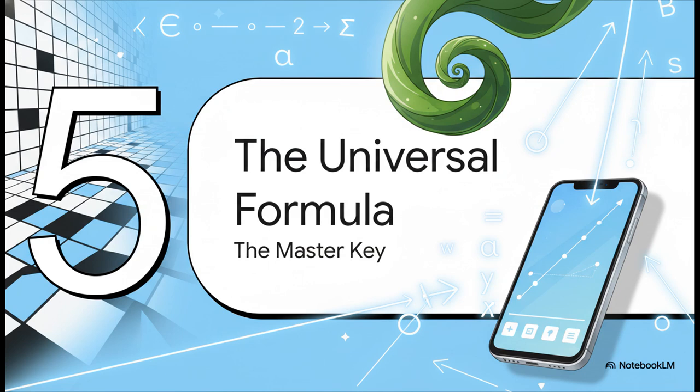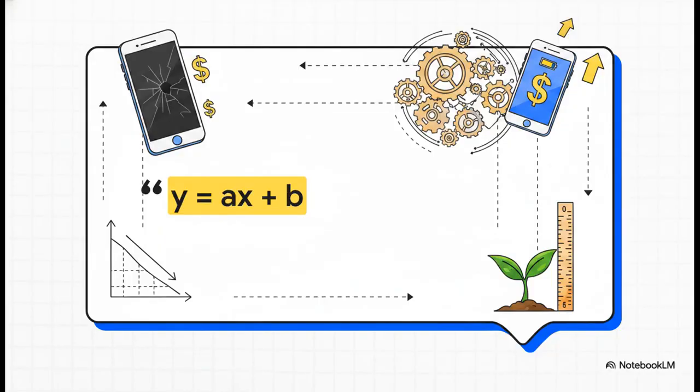So the big question is, is there one single master formula that can describe all of them? Oh yeah, you bet there is. And here it is, y equals ax plus b. This is it. Think of this as the master key for any linear pattern you'll ever see. The a is that constant rate of change we keep talking about, like the $800 your phone loses each year. And b, that's your starting point, the price you first paid for the phone. With just those two numbers, you can describe and predict the entire pattern.